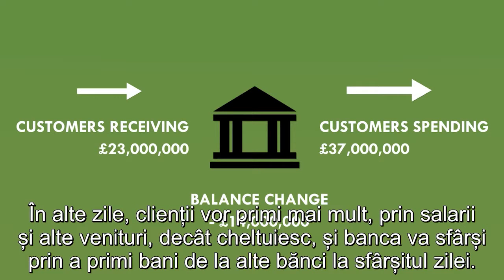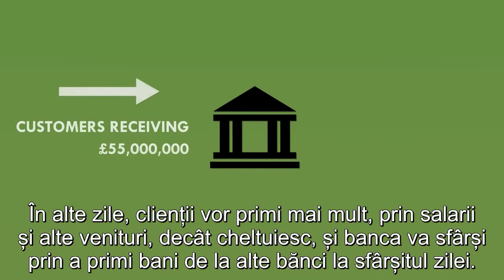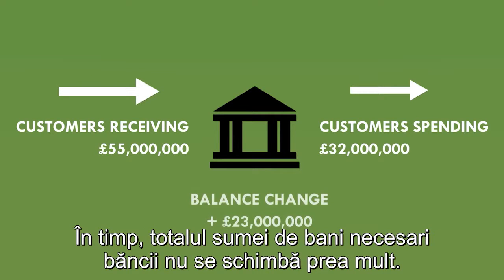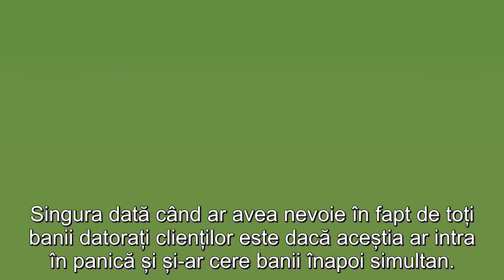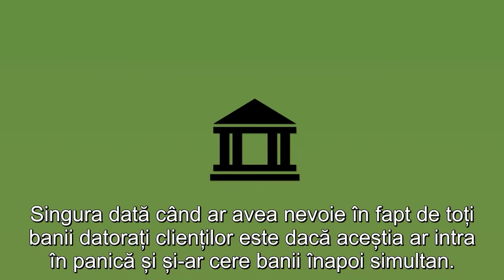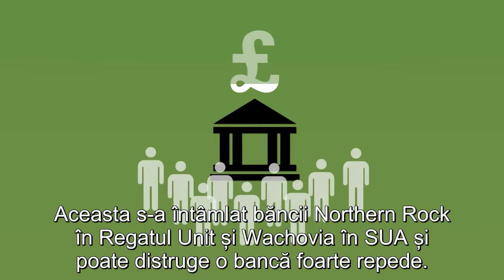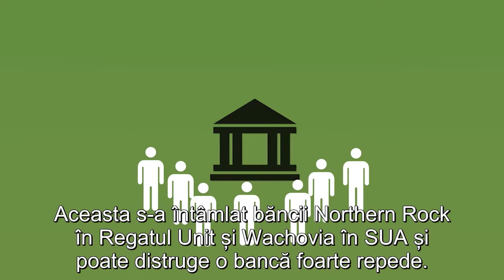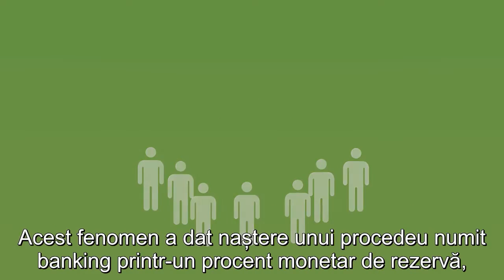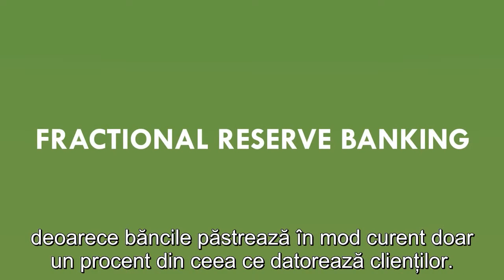But on other days, customers will receive more in salaries and other income than they pay out, and the bank will end up receiving money from other banks at the end of the day. Over time, the total amount of money needed by the bank doesn't change much. The only time that they would actually need all the money that they owe to their customers is if customers were to panic and ask for all their money back at the same time. This is what happened to Northern Rock in the UK and Wachovia in the US, and it can destroy a bank very quickly. This process is what gave rise to the term fractional reserve banking, because banks only need to keep enough money to repay a fraction of their customers at any time.